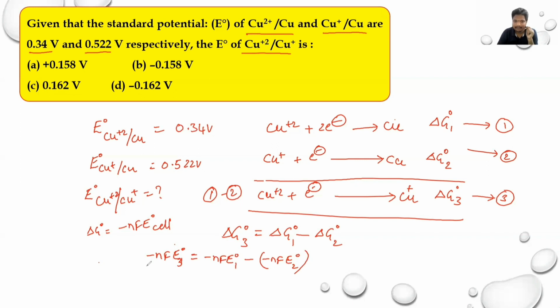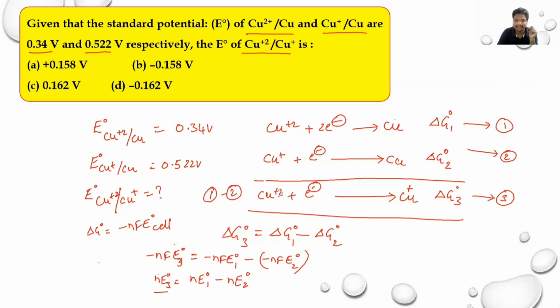So if I write this expression as n3 E3 naught is equal to n1 E1 naught minus n2 E2 naught. Is it right? Here I want to calculate this E3, that is for the reaction Cu2+ to Cu+. So we know the values of E1 and E2, and we also know the values of n.